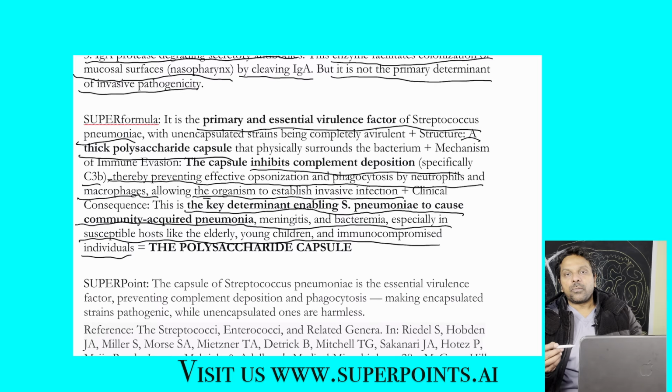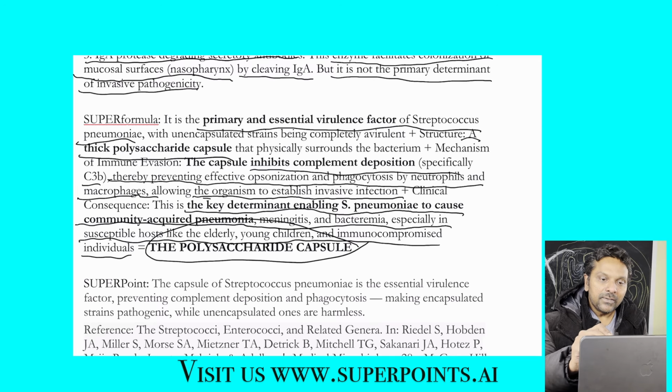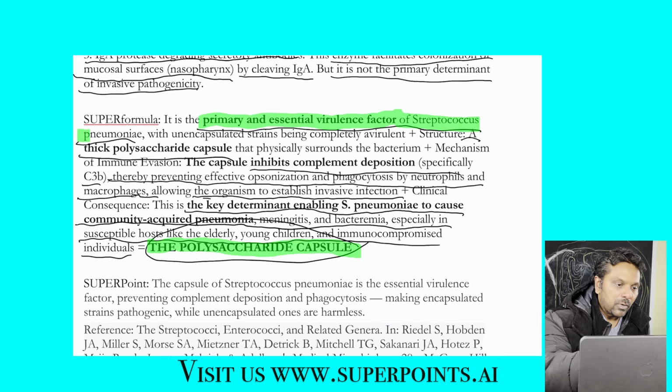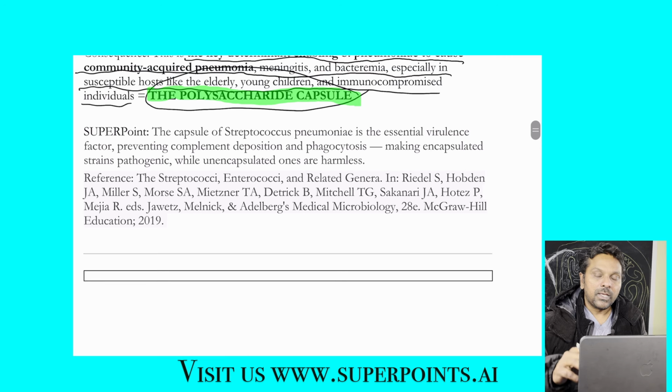So whenever they talk about Streptococcus pneumoniae virulence factor, that is about the polysaccharide capsule. All right, that's a very, very high yield point. So I am going to highlight this, the polysaccharide capsule. It is the primary and essential virulence factor of Streptococcus pneumoniae.